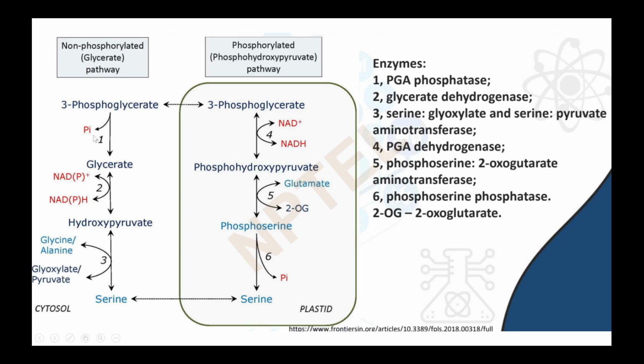So we'll first see the first pathway. So in cytosol, which is called the glycerate pathway, or non-phosphorylated glycerate pathway. Here, dephosphorylation occurs in the first step by the enzyme PGA phosphatase. Now, the phosphate group has to be removed, so we need a phosphatase enzyme. So 3-phosphoglycerate will get converted into glycerate. So phosphoglycerate phosphatase will remove the phosphate group and the product will be glycerate.